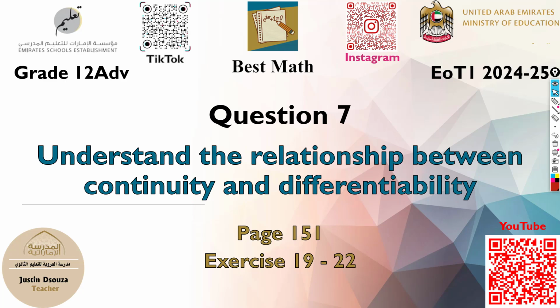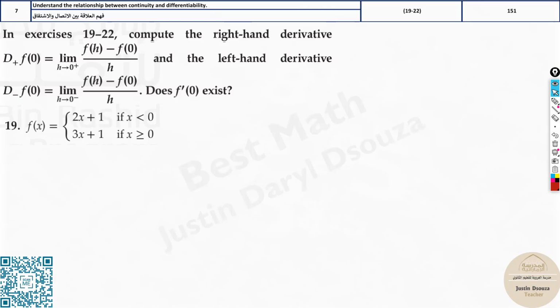Question 7 is about continuity and differentiability. Here we have been given a piecewise equation. You can see there are two pieces of equation: one is for less than 0 and one is greater than or equal to 0. They're asking us to find the differentiability for both sides, the left hand and the right side derivative. Basically you're finding the derivative and checking whether it's equal or not for both sides.